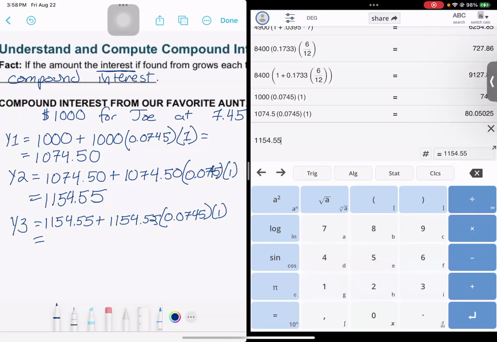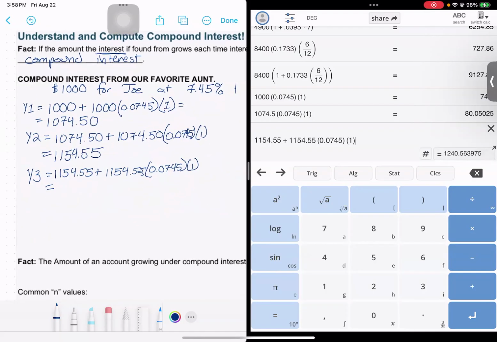1154.55 plus 1154.55 times 0.0745 times 1 year. And okay, here we go. At year three, $1,240.56. So let's see how much interest there was just that third year. Just that third year, holy Toledo, $86. And the interest keeps growing because the principal keeps growing since we're compounding.